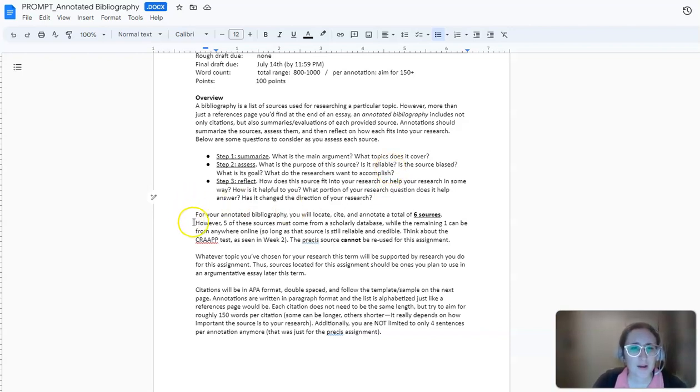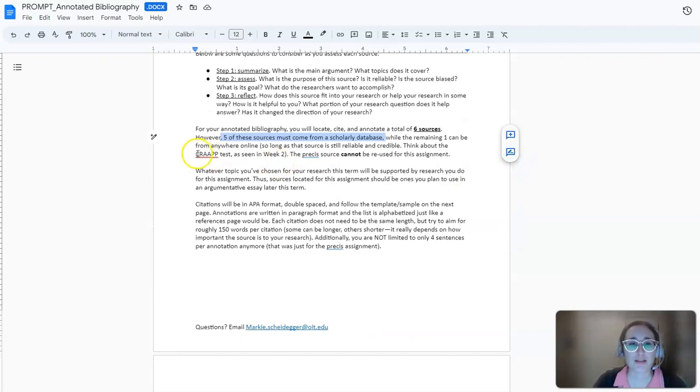Okay. So essentially for your bibliography, you're going to locate 6 sources. So 6 sources for this assignment. The précis source can't be reused for this because you've already written an annotation for that assignment separately, but you need 6 sources for this one. 5 of them have to be from a research database. The remaining 1 can be from anywhere online, so long as you still think it's reliable and credible.